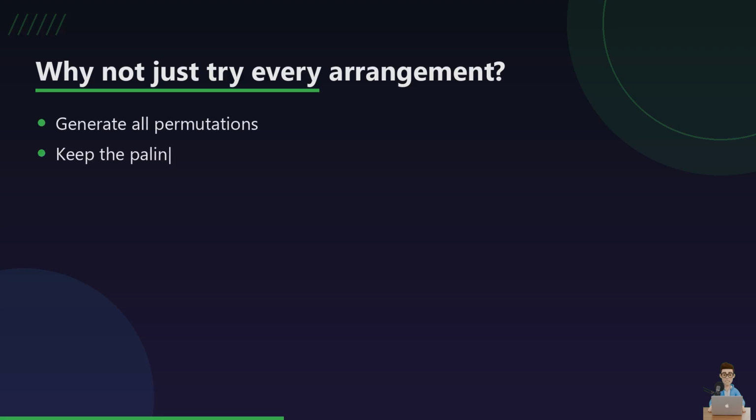The obvious idea: generate every permutation of the string, keep the ones that are palindromes, and pick the smallest. That works fine for babab with 5 letters. But this string can run to 100,000 characters, and permutations explode into more possibilities than atoms in the universe.